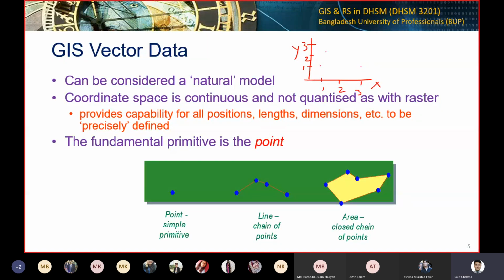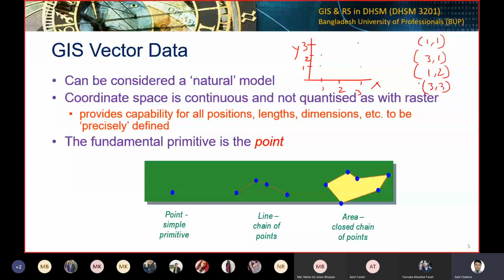Here is 1 and 1. And you say the next point is 1 and 2. And you say the last point is 3 and 3. So here is 3 and 3. Now you say connect all this. So the first point is X is 1, Y is 1. The next point is X is 3, Y is 1. Then the next point is X is 1, Y is 2. And finally, the fourth point is X is 3, Y is 3.